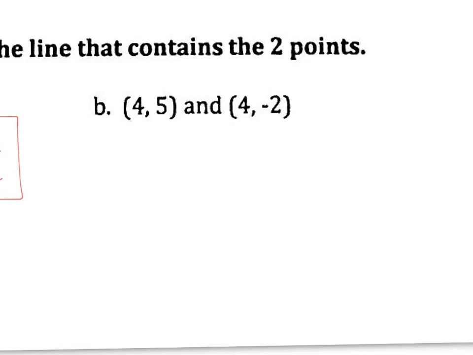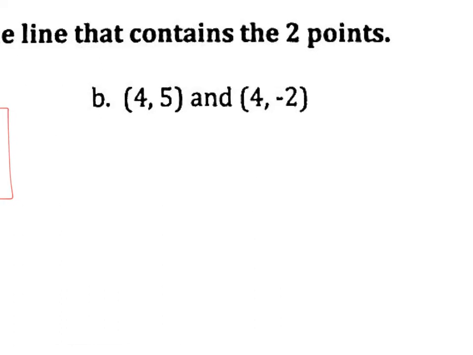So we come over here and we're going to find the slope. And so we're going to do 5 minus -2 over 4 minus 4. Subtract the y's over the x's. So we get 7 over 0. But we're not going to leave that as our final answer.